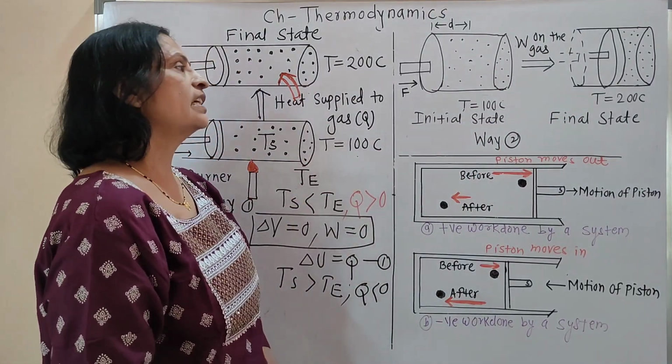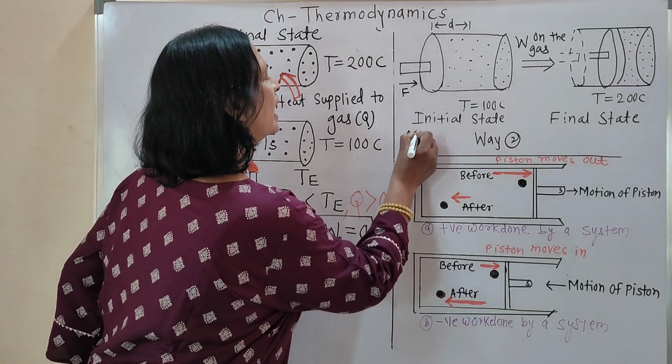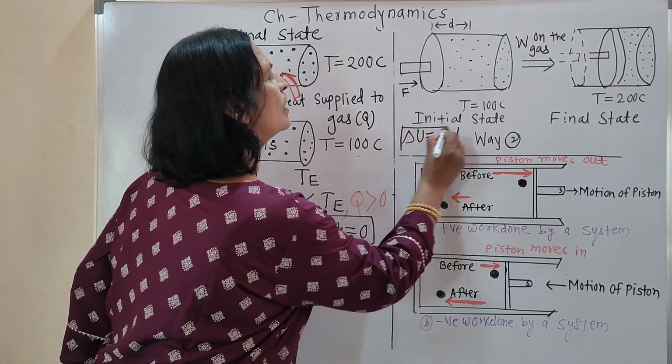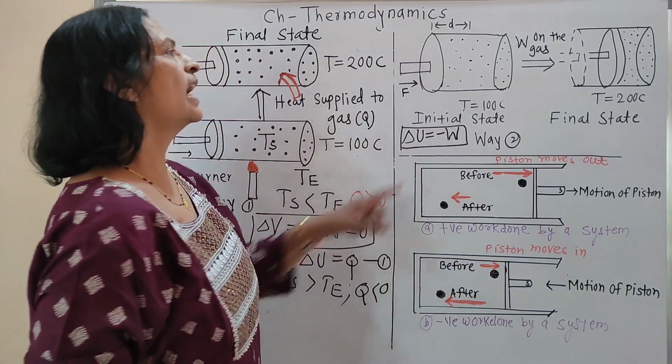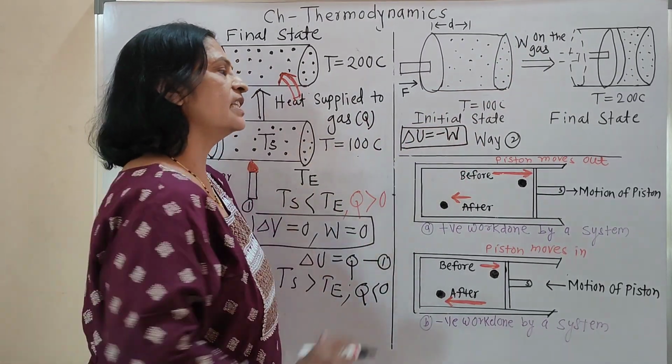In this case, the change in internal energy, delta U, is equal to minus W, because work is done on the gas, and when work is done on the gas, negative work done is there.